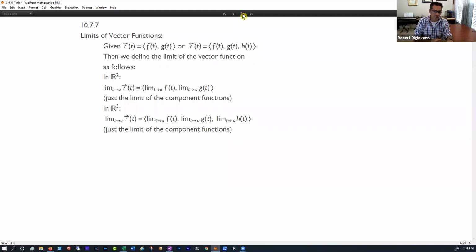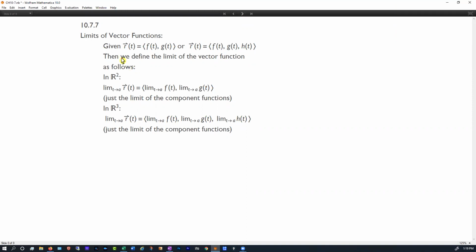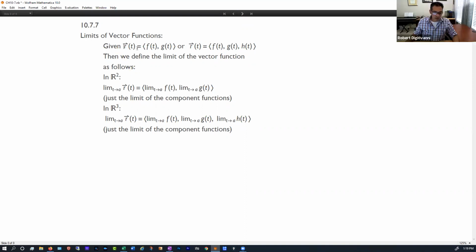We have the idea of a function. Now, what does it mean to take the limit of a vector function? Because it's different. Here's a definition. Given a vector function, either in 2-dimensional or 3-dimensional space, we define the limit as shown here. The limit as t approaches a of the vector function is just the limit as t approaches a of each of the component functions.